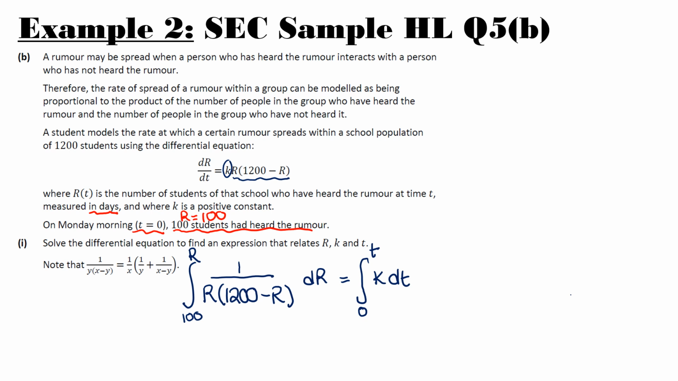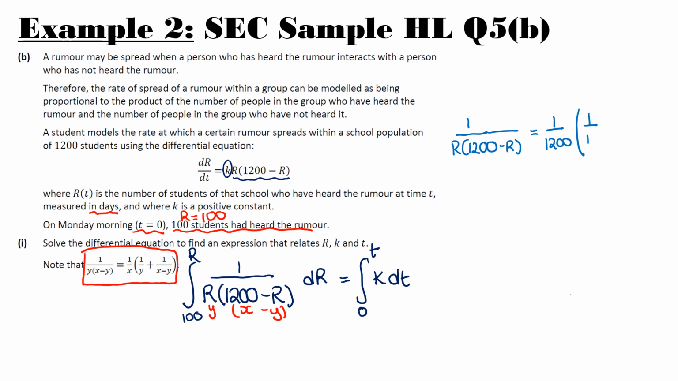However, that thing on the left-hand side looks quite complicated. That's where we start thinking about the note that they gave us and how we can use it to our advantage. If you take a look, that looks like a y and that looks like an x minus the y. So let's move over here to the side. We have 1 over y times 1200 minus y, and that can be broken into 1 over x, where x is 1200, times 1 over y, where that is y, plus 1 over x minus y. What that effectively does is turn a product into a sum. And sums are much easier for us to integrate, because if we have two terms added or subtracted, we can integrate each piece separately. This has made our life so much easier.